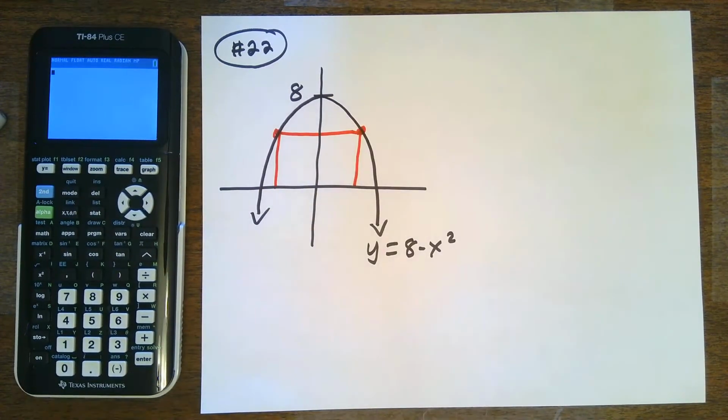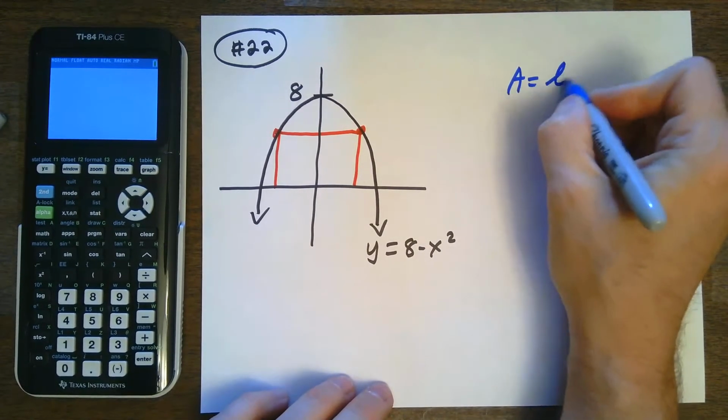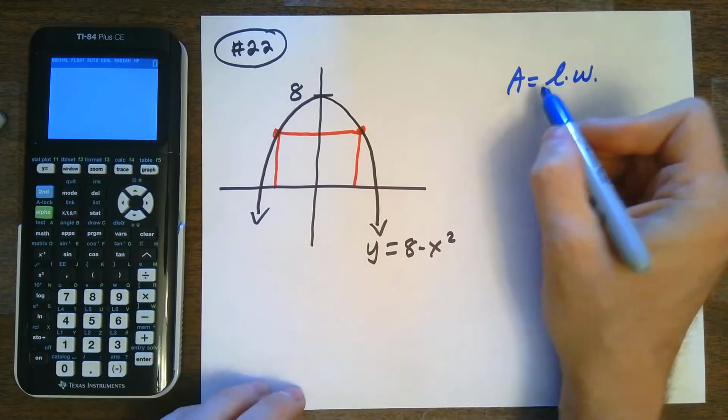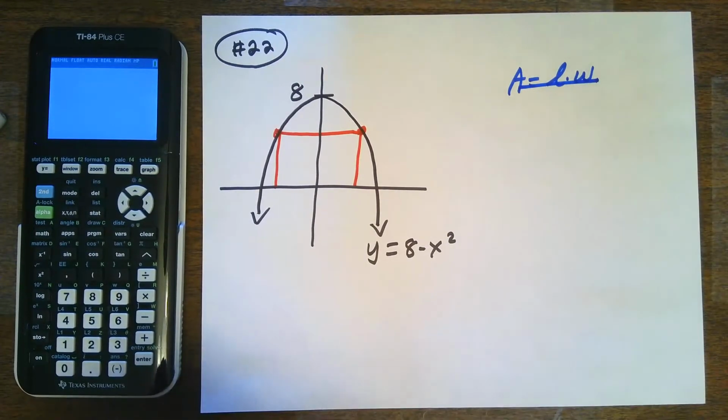So I want to find those points right there. And I want to find the area of the rectangle that's going to be the largest possible rectangle. Well, I know that a rectangle has an area of length times width. That's my general formula for a rectangle. Well, what's the length and the width here?